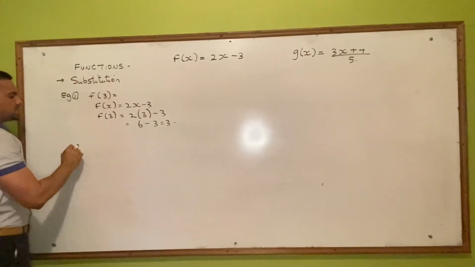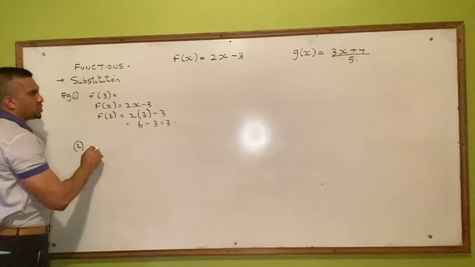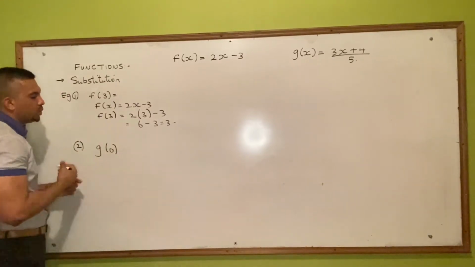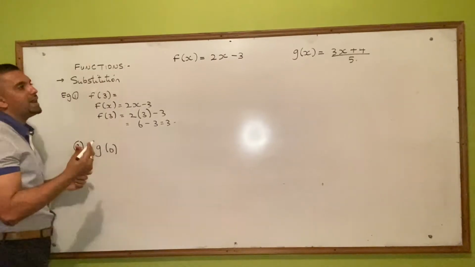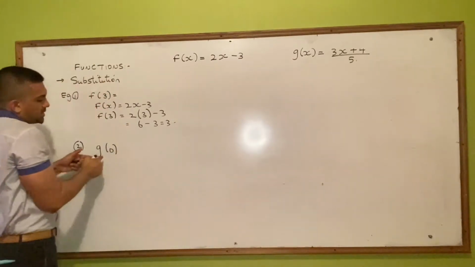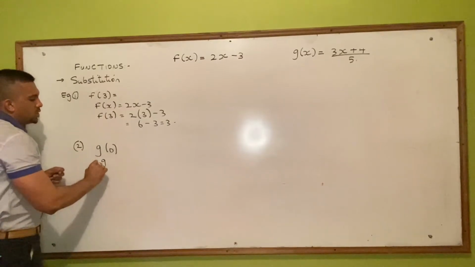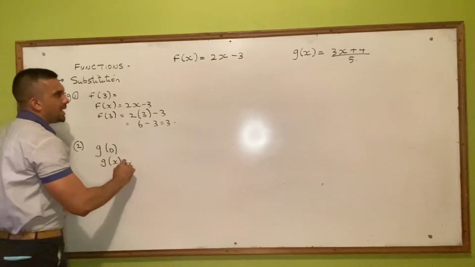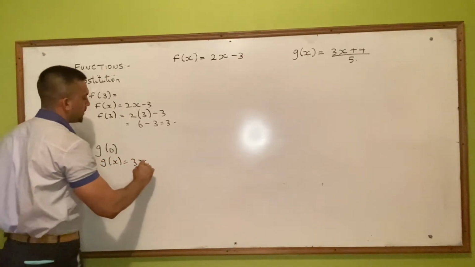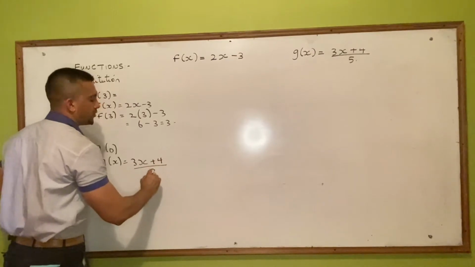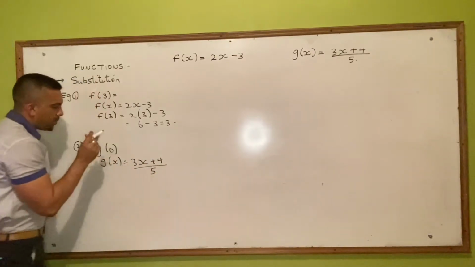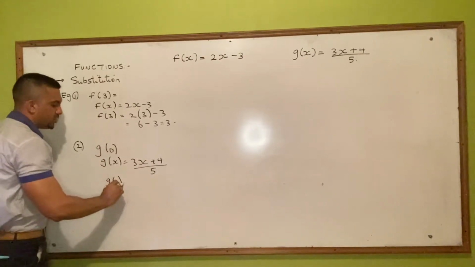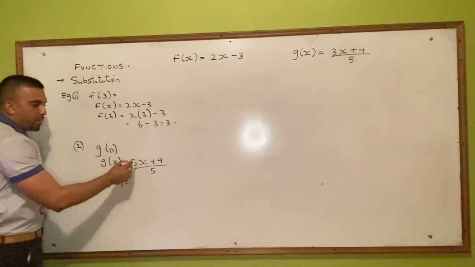Let's say they give us our next example. Example 2, they want us to find g of, let's say, 0. To find g of 0, we take the g of x function. The letter tells us again which function we will be using. So taking the g of x function, g of x is equal to (3x plus 4) all over 5, and we are replacing the x in that function with the number in brackets. That is g of 0, so we're replacing the x with 0.